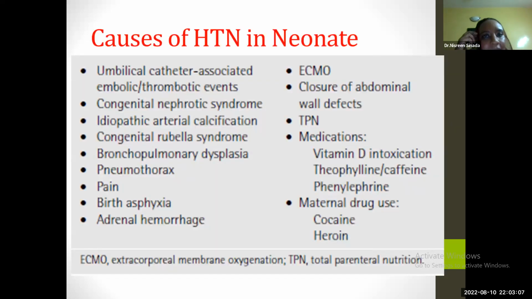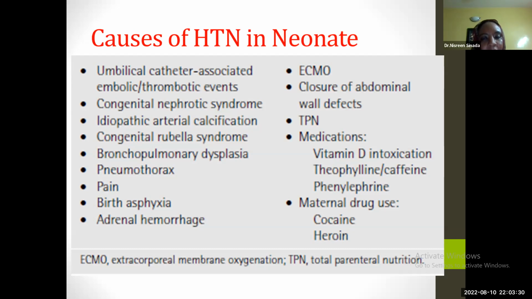This is causes of hypertension in neonate. Umbilical arterial catheter associated with embolic or thrombotic events, congenital nephrotic syndrome, idiopathic arterial calcification, congenital rubella syndrome, bronchopulmonary dysplasia, pneumothorax, pain, and birth asphyxia, and adrenal hemorrhage. Also the ECMO and closure of abdominal wall defect.